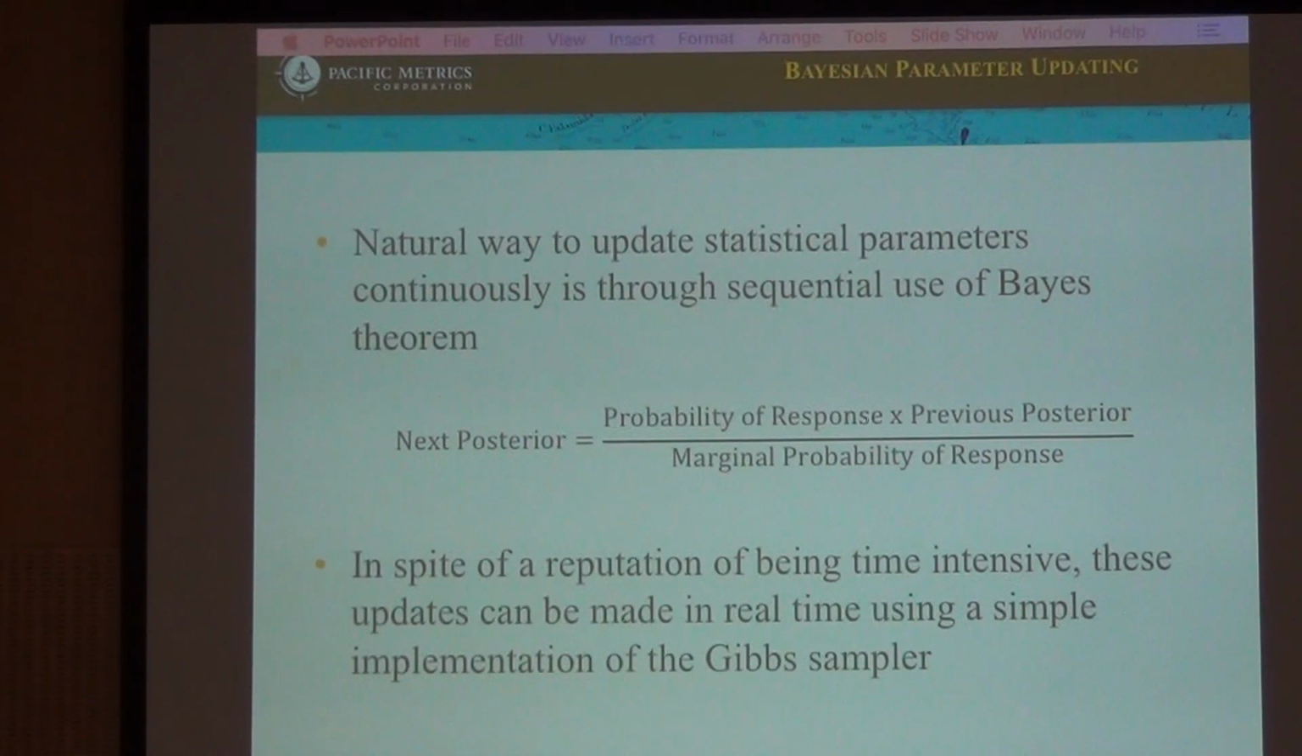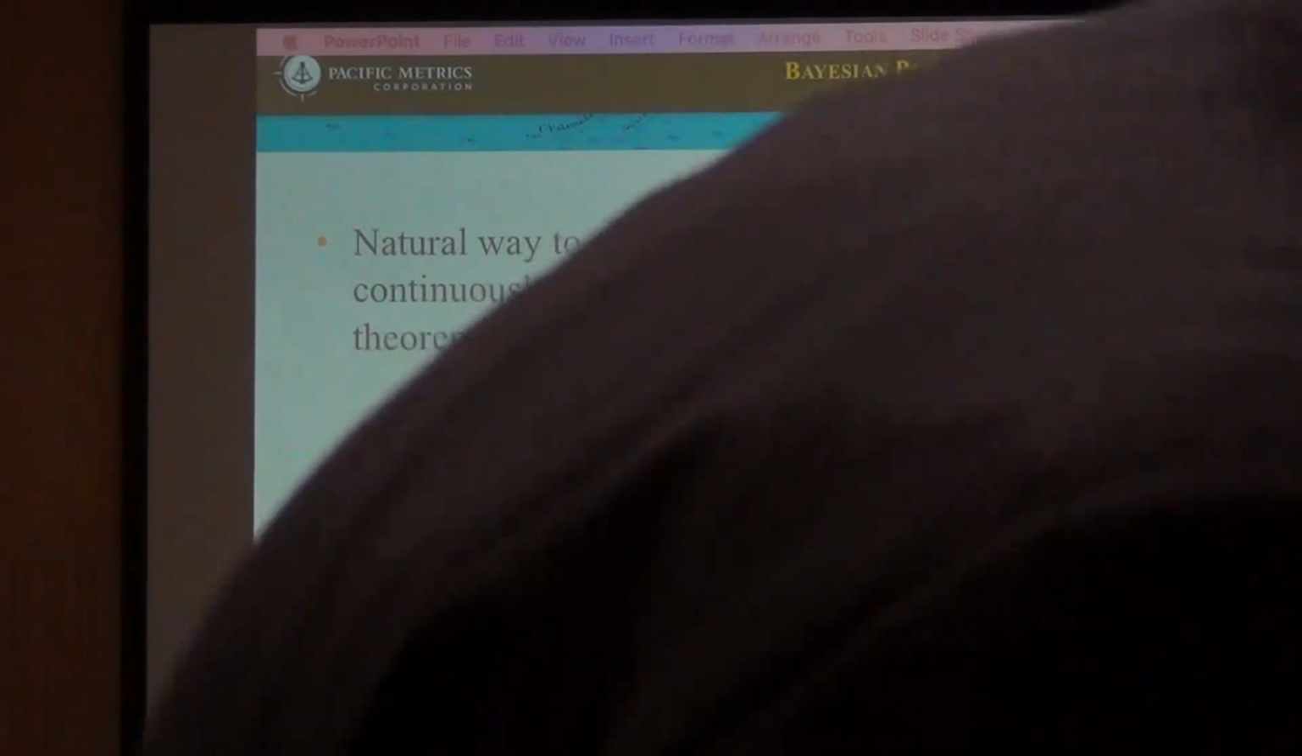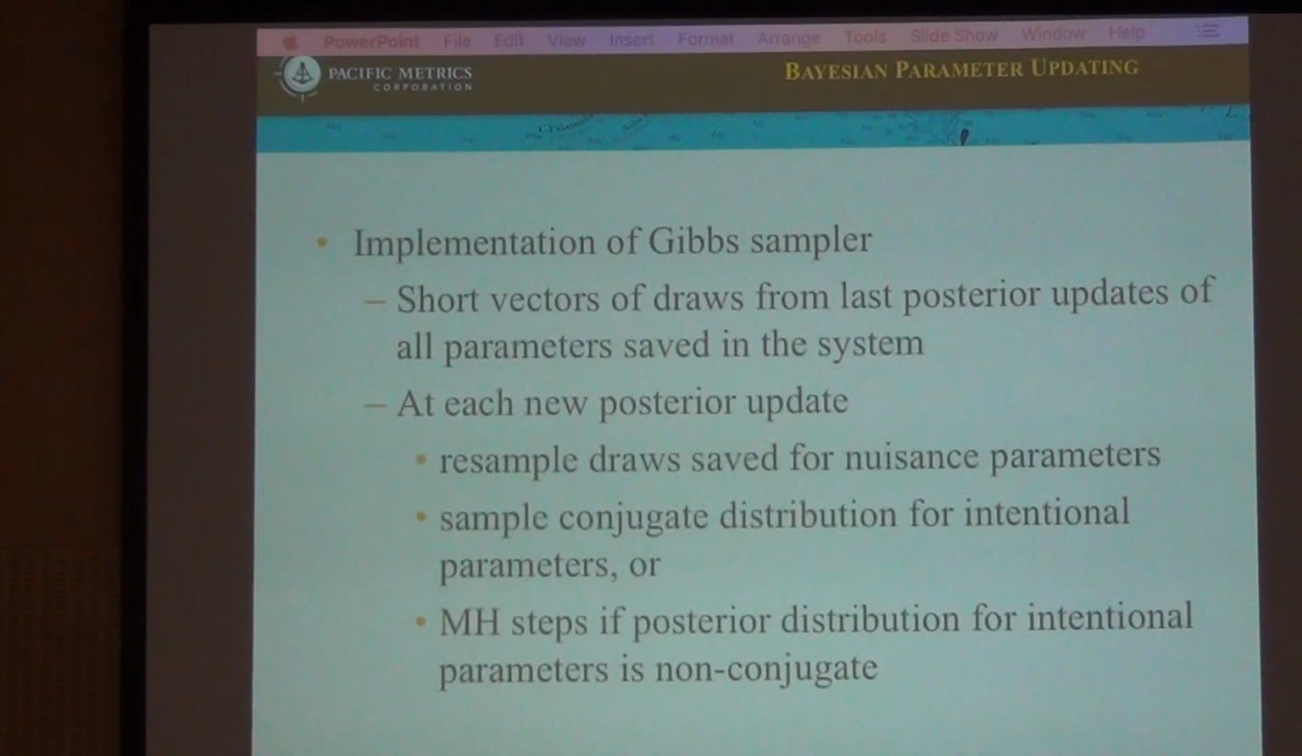Now, this theorem has a reputation of being very time intensive. But I'm going to show you that you can do those Bayesian updates in the CAT context in just a handful of milliseconds using Gibbs sampling. But you need a special implementation. And what's Gibbs sampling? Gibbs sampling is where you cycle among the posterior distributions of all your parameters, intentional and nuisance parameters. Every parameter has an impact on your current process. And you sample one element from the posterior distribution given all the previously sampled elements from the other posteriors.